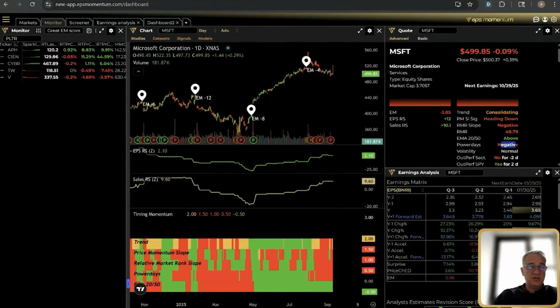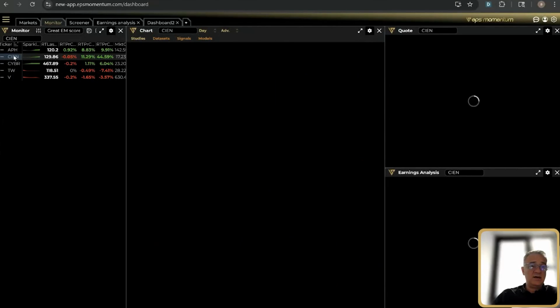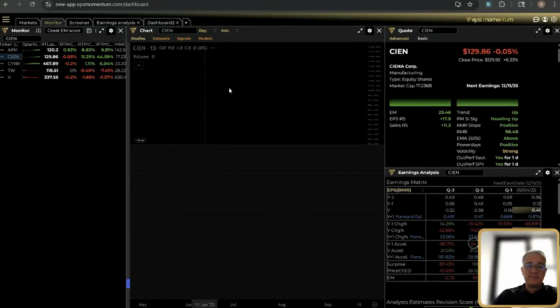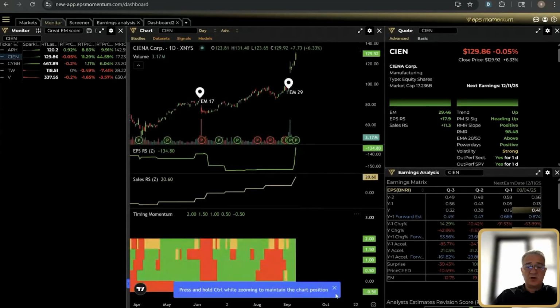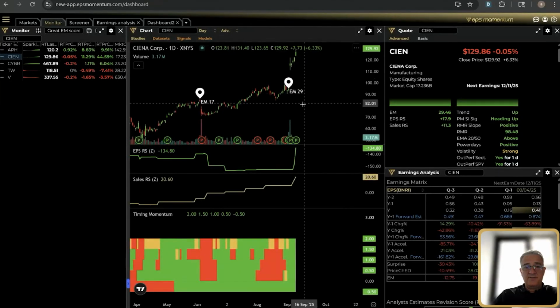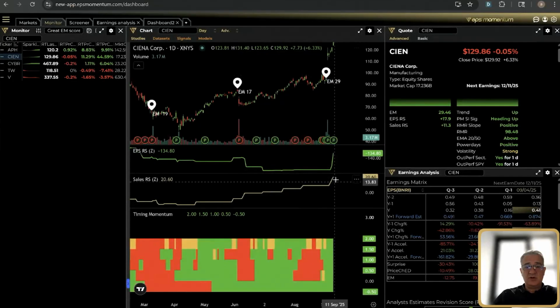I can look at Sienna now, any other name, and well, guess what? Looks like it's up. So we got an amazing EM29. Look at the earnings per share. So the estimates revision here is shooting up like never.